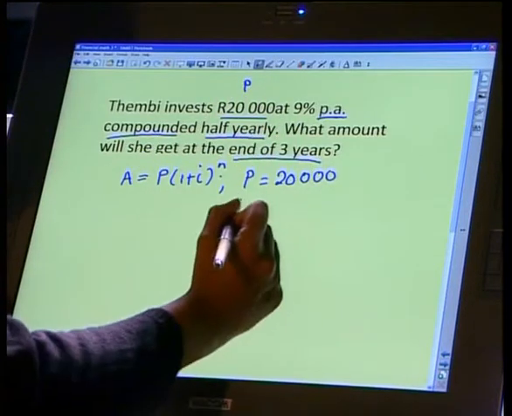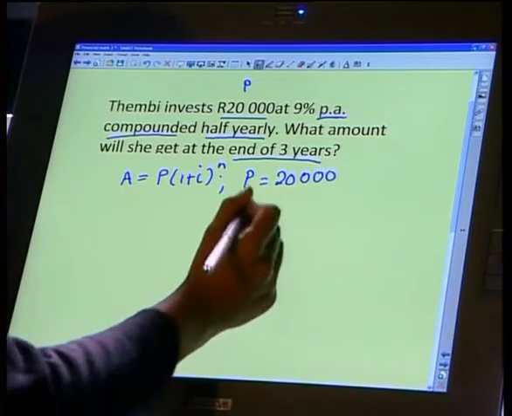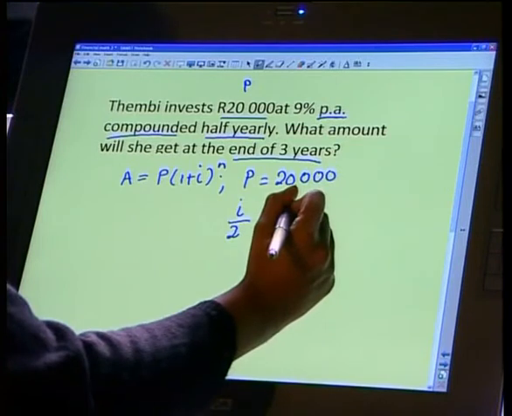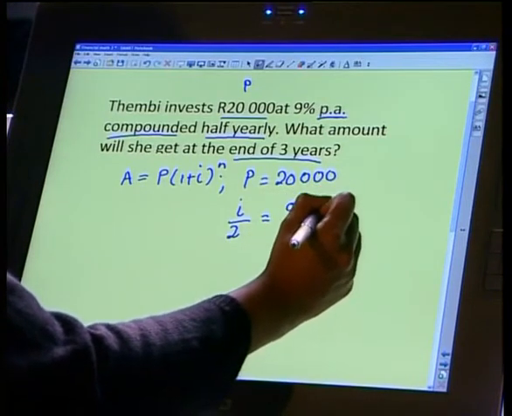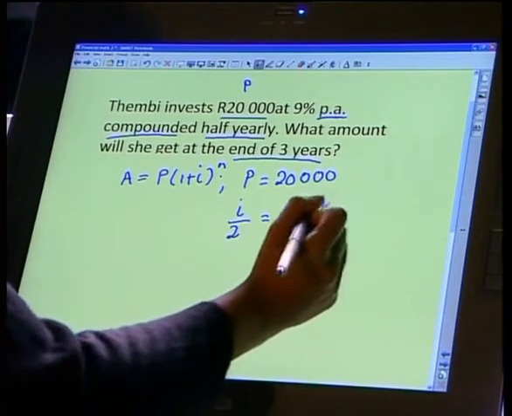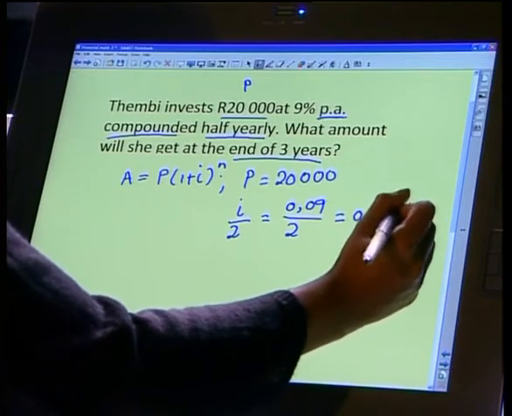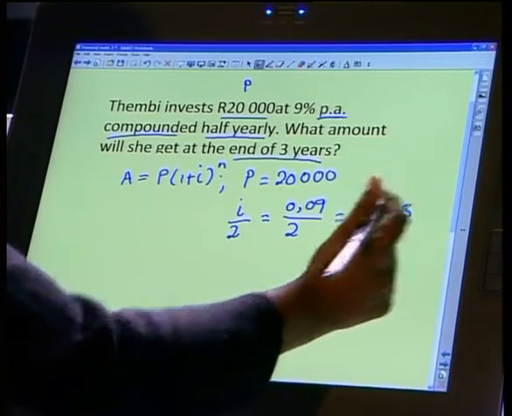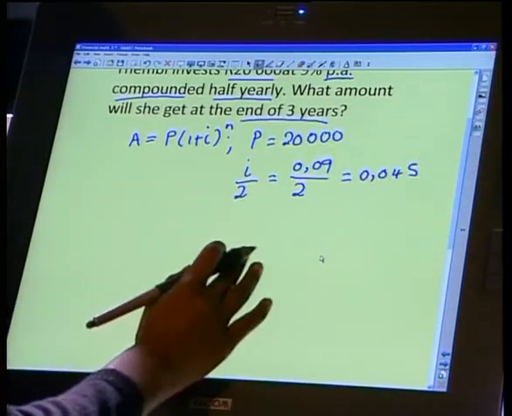So I have to take my interest rate and divide it by the number of compounding periods. So I take the interest rate, divide it by 2. 9% is the same as 0.09. Divide that by 2. 0.09 divided by 2 will give me 0.045. So 4.5% per half year. That is the interest rate that we are interested in.